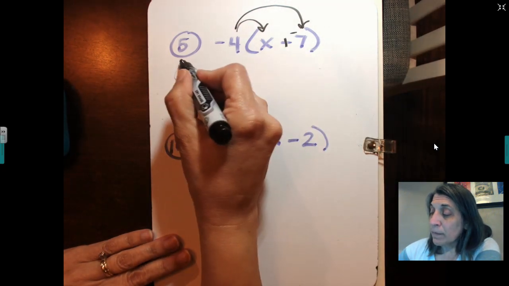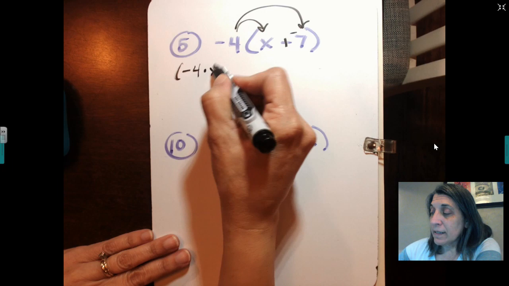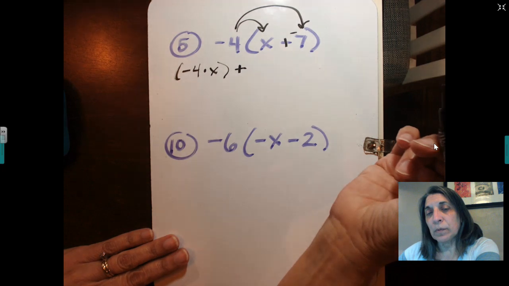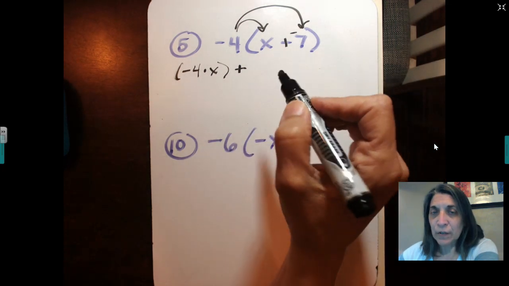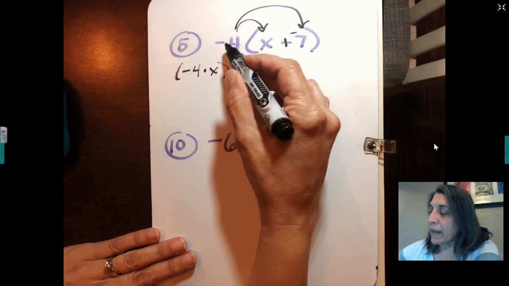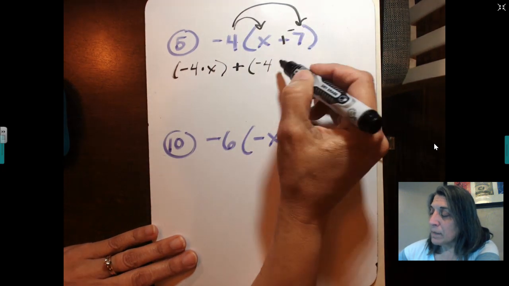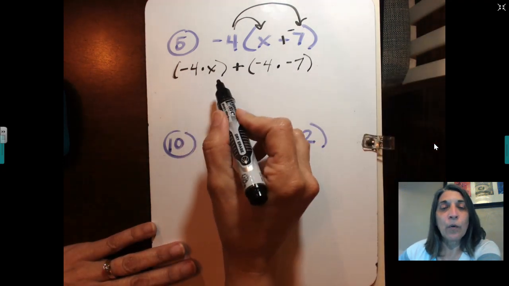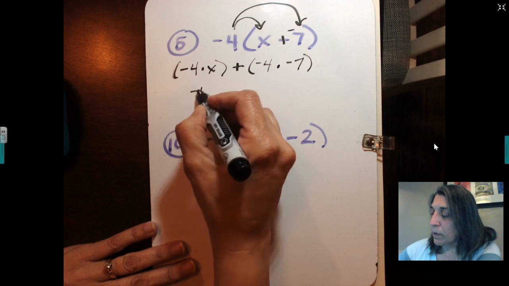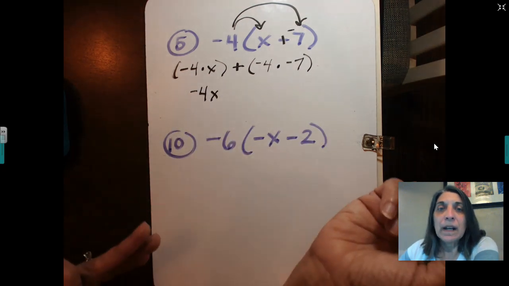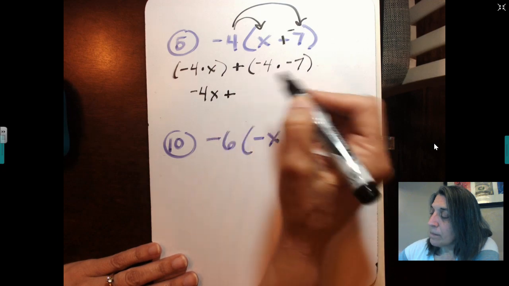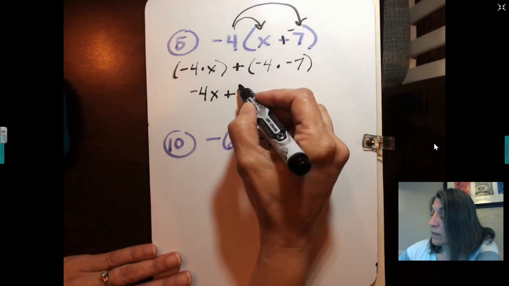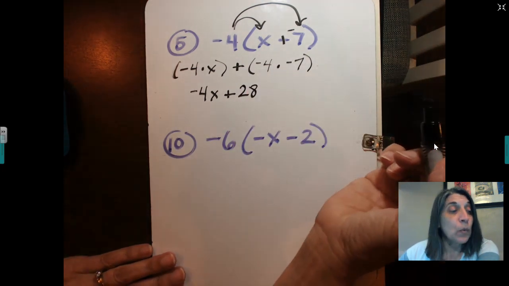So the first thing I need to do is multiply my -4 times my x. Okay, I just changed this to an addition problem. I'm going to show you both ways, so don't change this if you did it differently in your homework. Then I'm going to do the -4 times my -7. Okay, so now I have -4x, and I don't need the dot there because remember, -4x means -4 times x, plus a -4 times a -7. A negative times a negative is a positive, so my answer is just a positive 28.